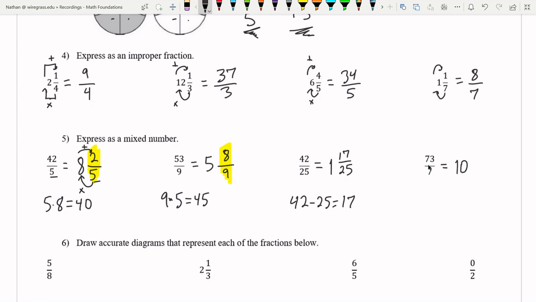And 7 times 10 is 70, minus 73 is going to be 3 remainder. And you're always going to have the same denominator. 7 times 10 is 70, plus 3 is 73. So I've done the work correctly.